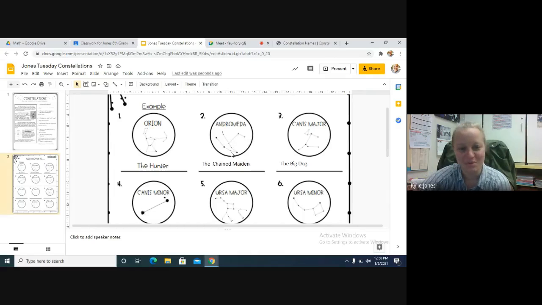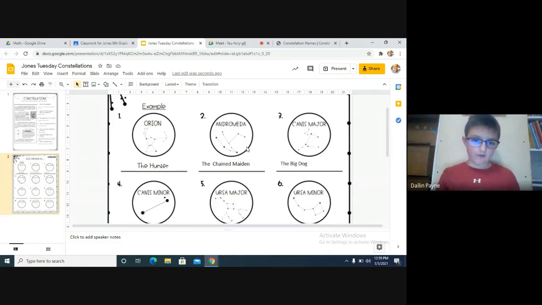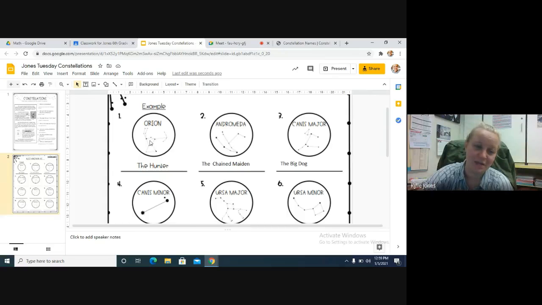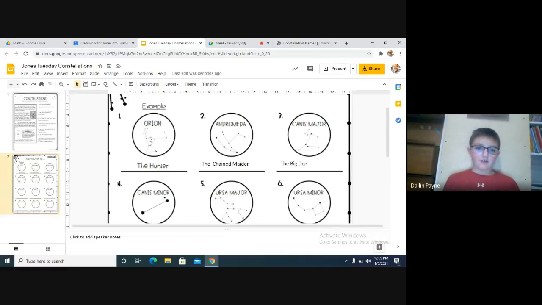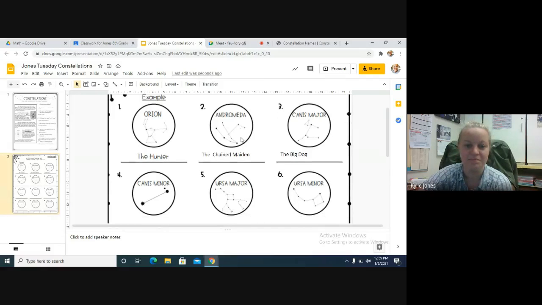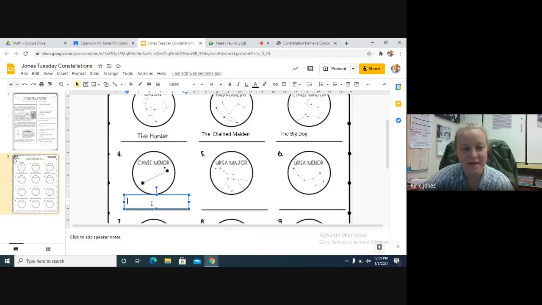What about Andromeda? Can you see? I don't really see a chained maiden. Not gonna lie. I don't really see a woman at all. I know. I don't get how they find out these names and stuff and what they look like. I don't know. But for number 1, Orion, I could see the hunter there. Yeah, you can see his bow and everything. Yeah, I agree.